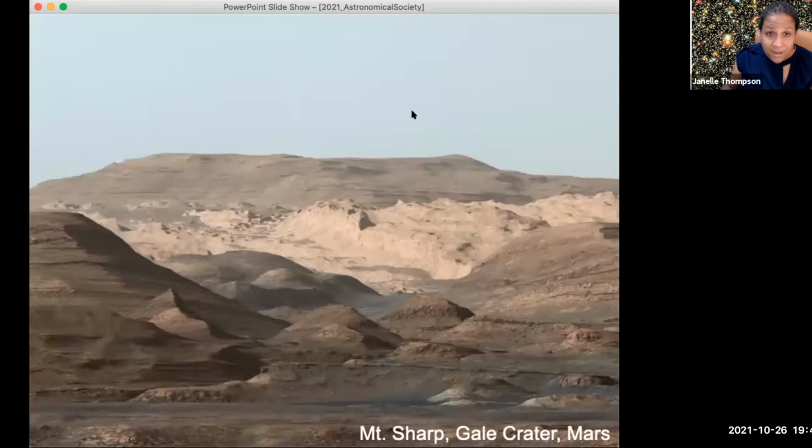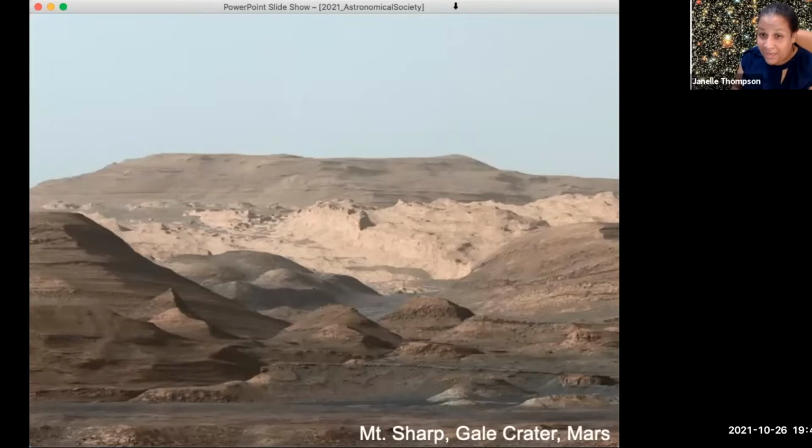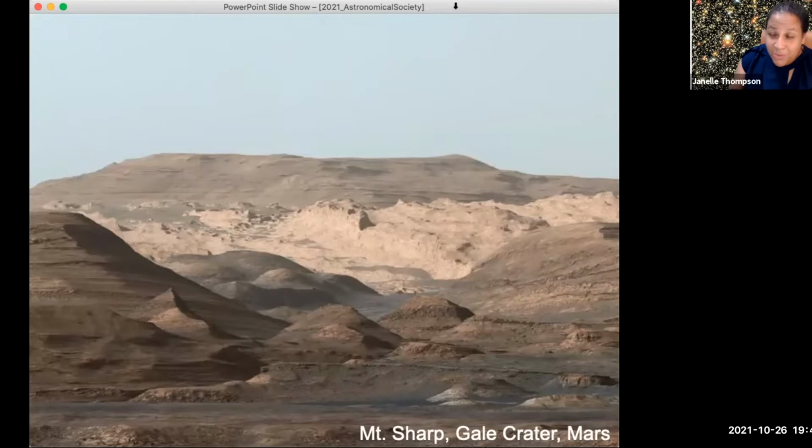Now, you're looking at a picture of Mars. This is taken from the Curiosity rover. It's Mount Sharp in Gale Crater. And so, I mean, it's a really astounding image. It looks a lot like Earth, doesn't it? So we're exploring Mars right now. We're exploring a number of planets in our own solar system.